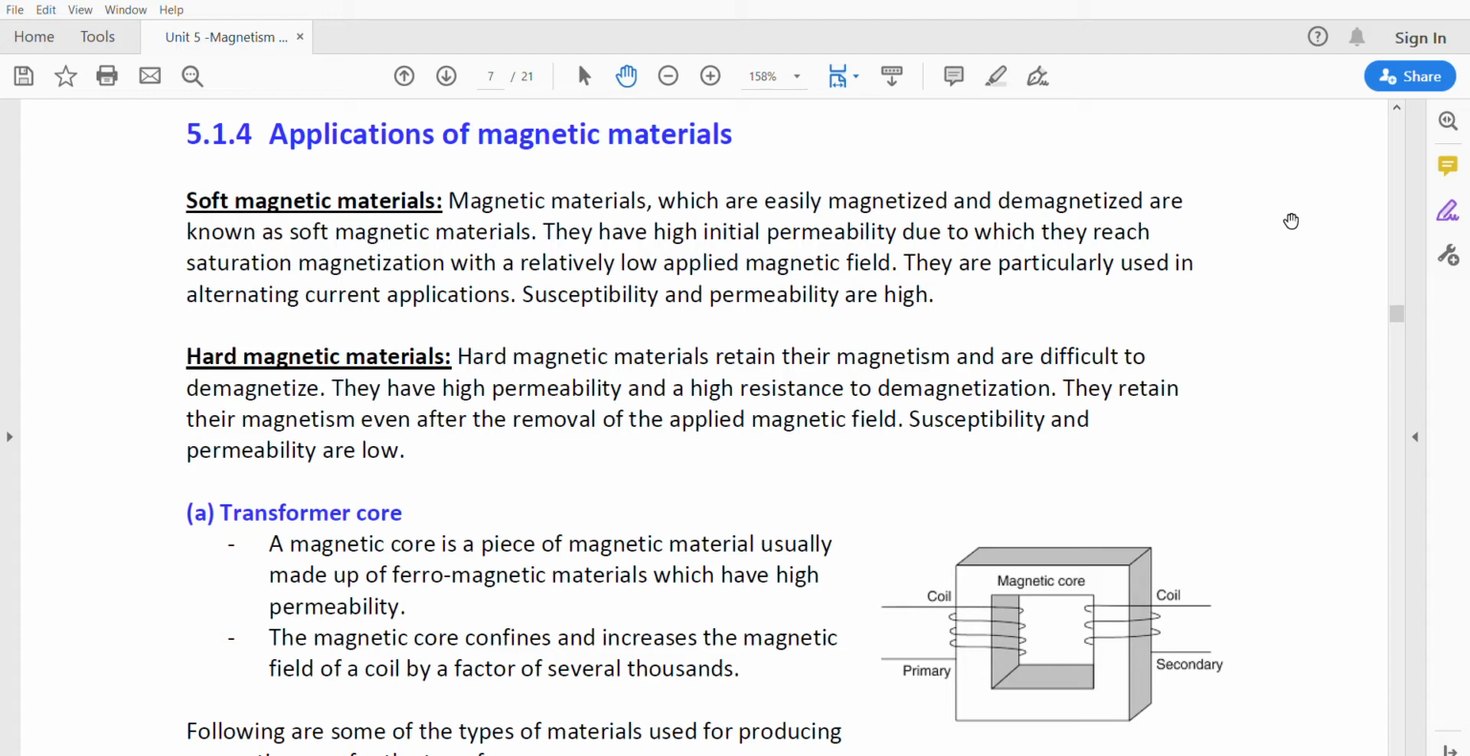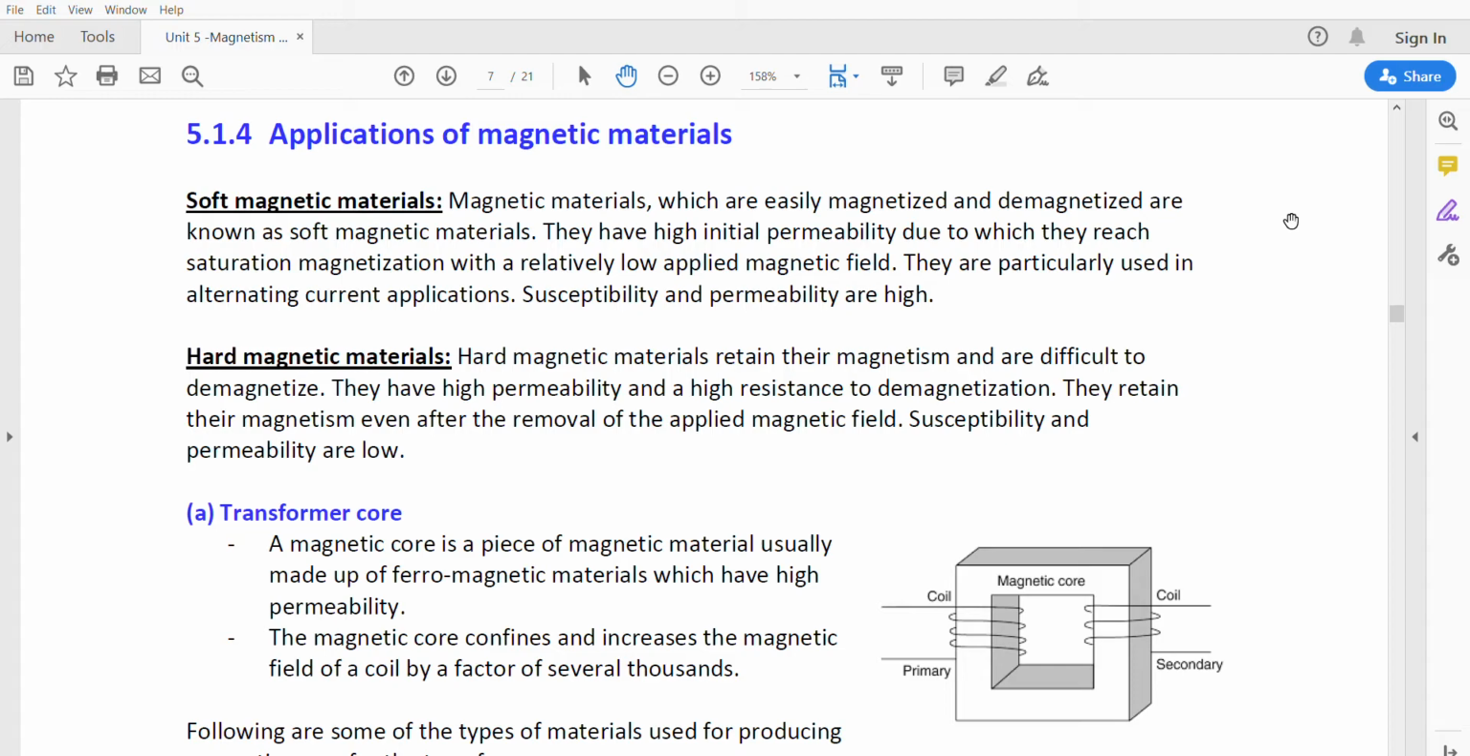What are these soft magnetic materials? These magnetic materials easily get magnetized and also easily get demagnetized. We can easily remove the magnetism from the materials. When the external field is removed, they easily lose their magnetism, and they have high initial permeability, due to which they reach the saturation of the magnetization. Since they have high permeability, they allow maximum lines of force through them, so they easily get magnetized and can be converted into a magnet. But when we remove the external magnetic field, they easily lose their magnetism.